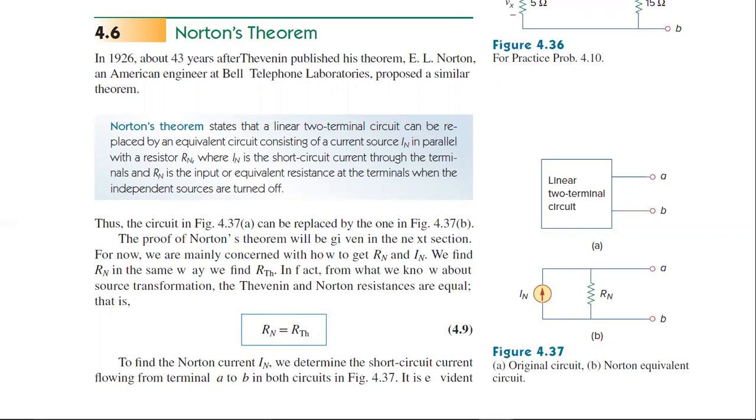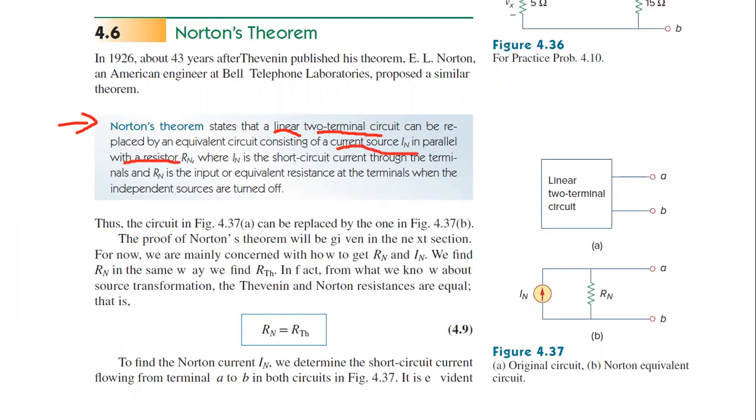Now let me move directly to what the theorem states. This is the theorem statement. So Norton's theorem statement is: any linear two terminal circuit can be replaced by an equivalent circuit consisting of a current source in parallel with the resistor Rn.